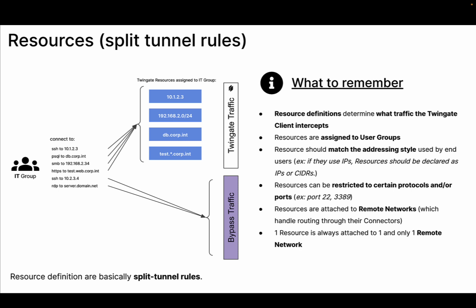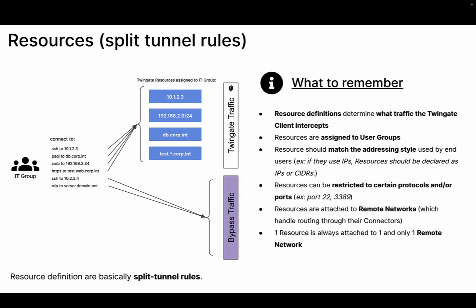If your users are used to connecting to the database using db.corp.int from the workstation, then you should create a resource as db.corp.int to make sure the traffic for db.corp.int gets intercepted by Twingate. If they use the IP, create the IP-style resource for your database. And if they use both, if some use the fully qualified domain name and some others use the IP address, then just create two resources, one for each, so that you always intercept traffic, whether it is addressed to the internal IP or the fully qualified domain name.